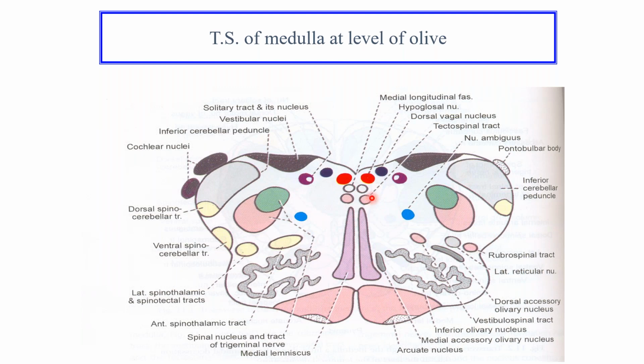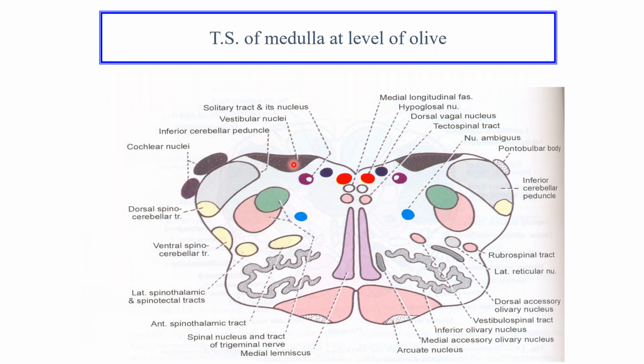Now what is different over here that we'll see? Obviously the sensory decussation has already taken place. So at this higher plane, you will see the medial lemniscus. In the more midline, in the paramedian plane, you are going to see all these structures: the medial lemniscus, the tectospinal tract, the medial longitudinal fasciculus, and the hypoglossal and dorsal vagal nucleus. In this order, you have to draw in the paramedian plane.